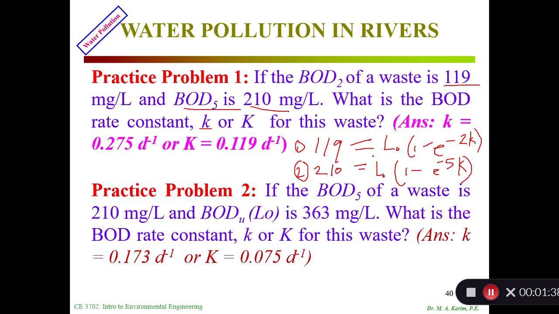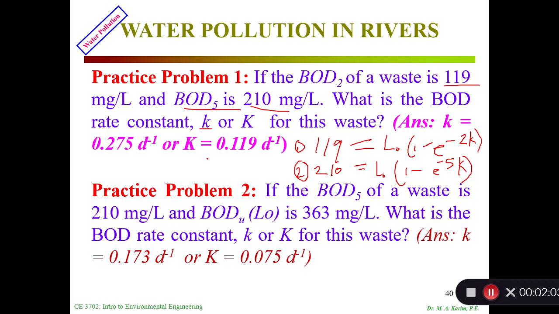In this case, I can very easily divide equation 1 by equation 2. That means this divided by this equals this divided by this. So L0 cancels out, and 119 over 210 would be point something. Then you have a left-hand side and a right-hand side. This equation doesn't look like any kind of explicit equation, so in this case we use the trial and error method, or iteration method.